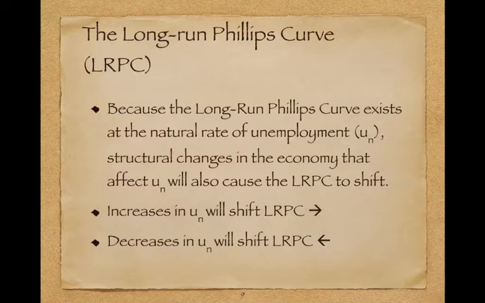So if we went from 4% up to 9%, we would go to the right. Or let's say we had changes in the economy and we went from 4% to the new natural rate of unemployment only being 3%. Well, that would shift our long-run Phillips curve inward. Okay, it would make it smaller.